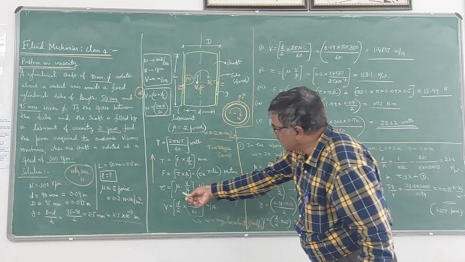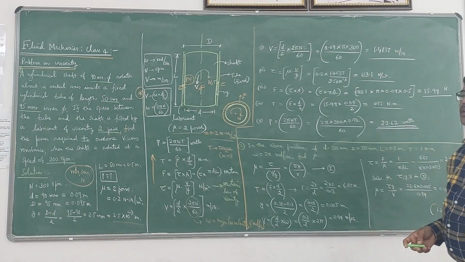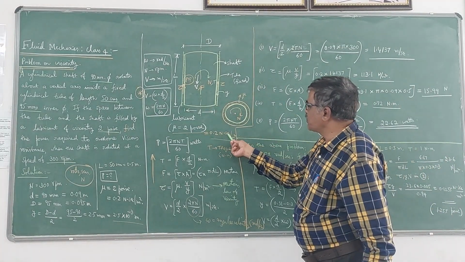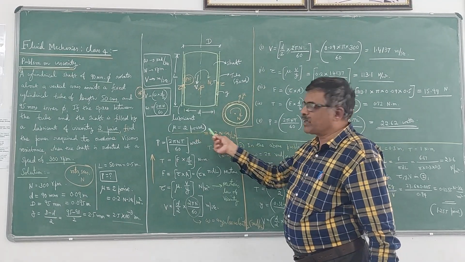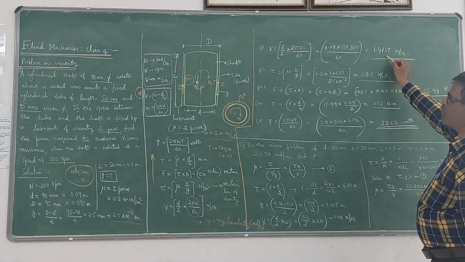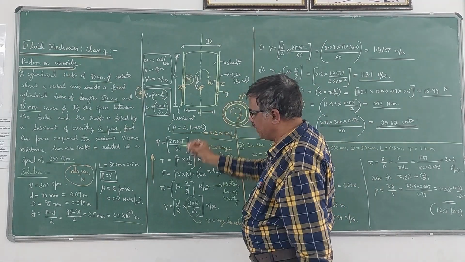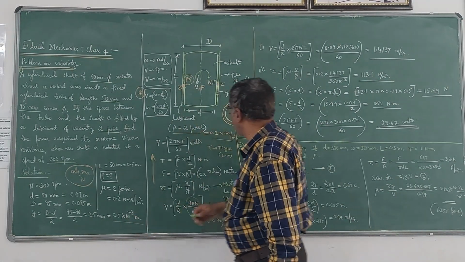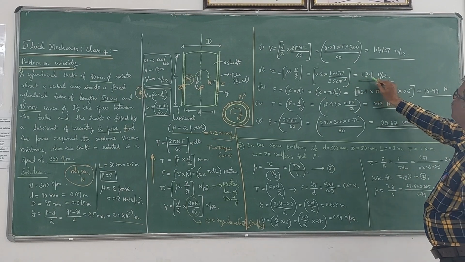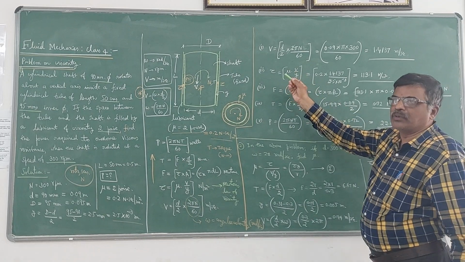Then the second formula is this. We have to move backwards like this. Tau is equal to mu into V by y, which is Newton's law of viscosity. Here mu you have to substitute in Newton second per meter square, not in poise, because this is the SI unit. So 0.2 into V, which we found as 1.4137, divided by y, the gap. This gap y should be in meters, 2.5 into 10 power minus 3. If you simplify, you get 113.1 Newton per meter square or pascals. This is the unit of tau.